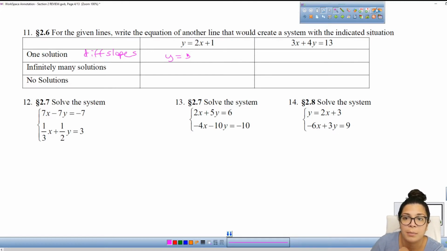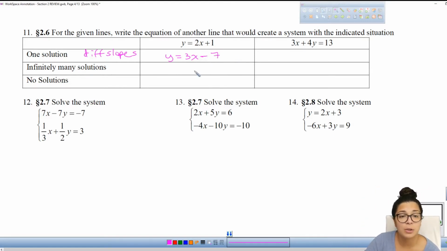So I have y equals 3 times x, and with the y-intercept, you could either leave that at 1. That would just mean that the solution would be the y-intercept, which would be 1. Or you could put anything else. I'm going to go ahead and do -7.